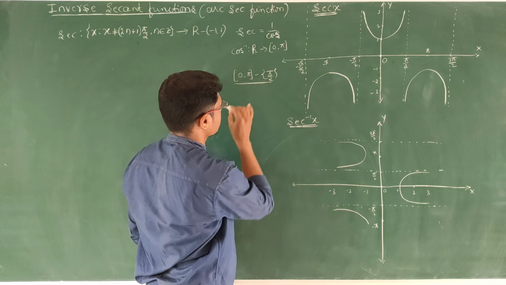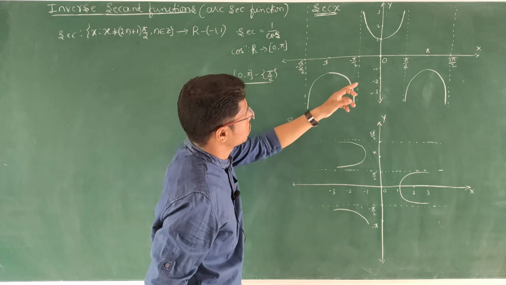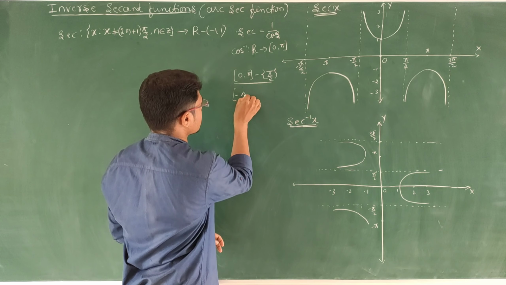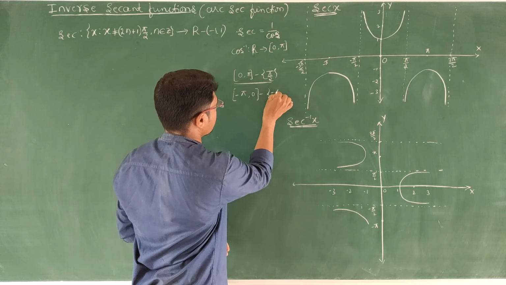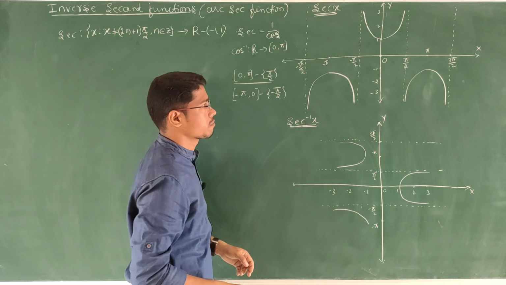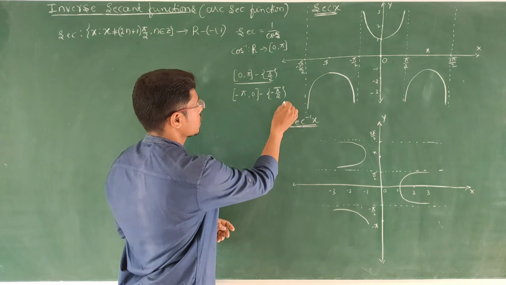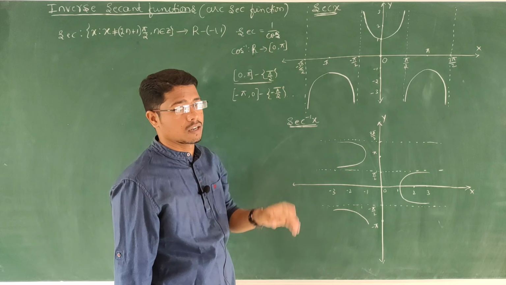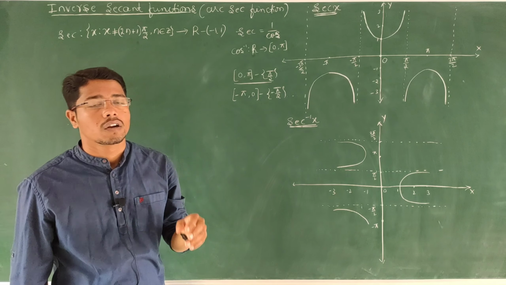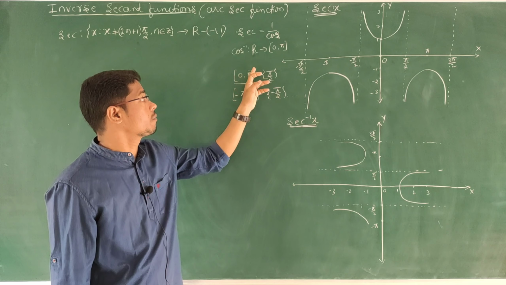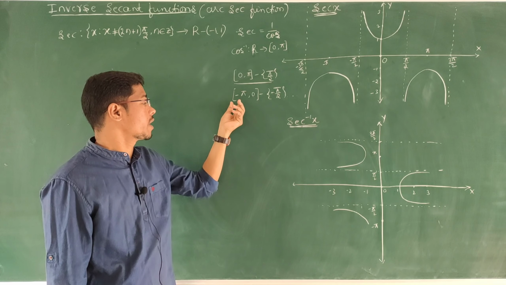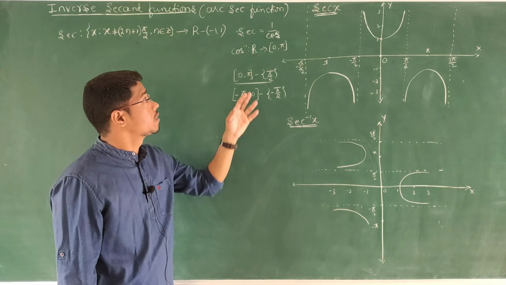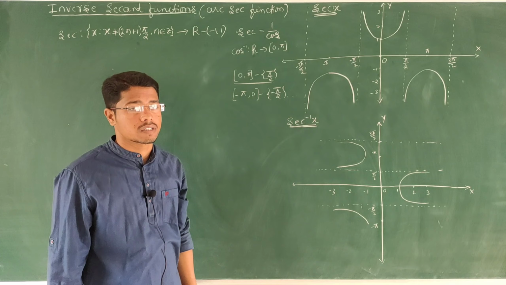Other than this [0, pi] minus pi by 2, we can also take [minus pi, 0], except minus pi by 2. And so on, we can consider many such intervals to make it invertible. However, by restricting the domain of the sec function to [0, pi] minus pi by 2 or [minus pi, 0] minus pi by 2, we will get the sec function as a bijective function, and then the inverse is defined.